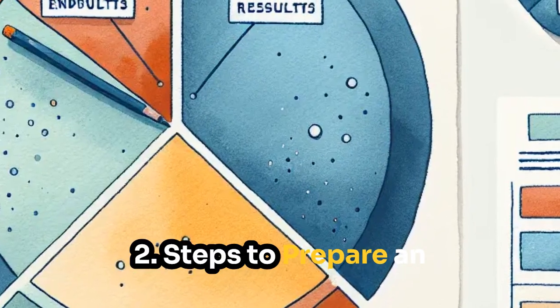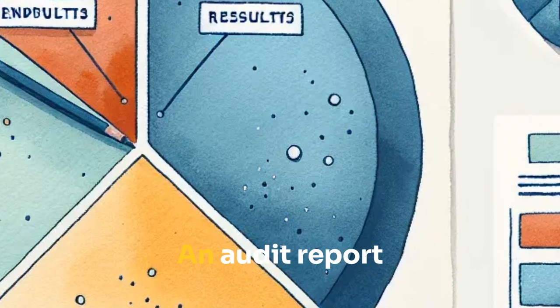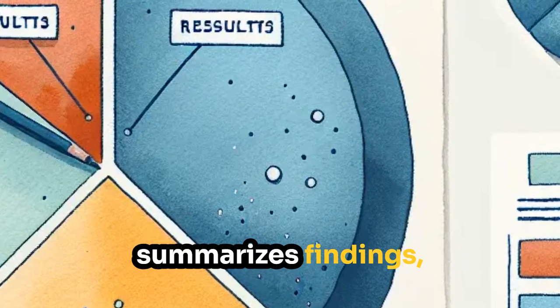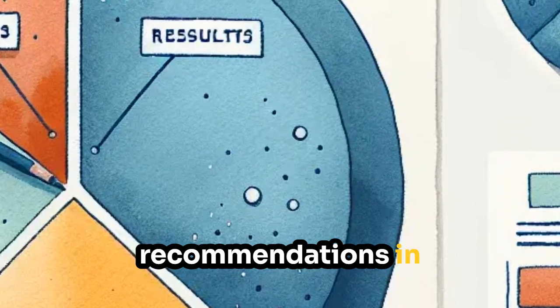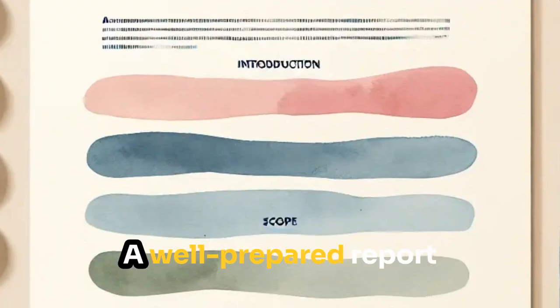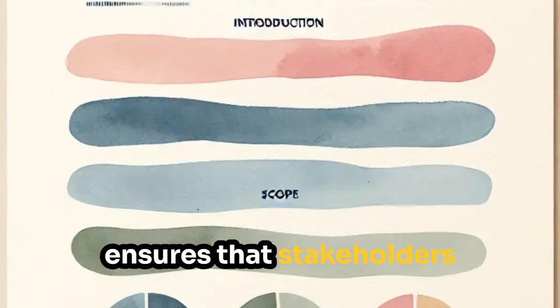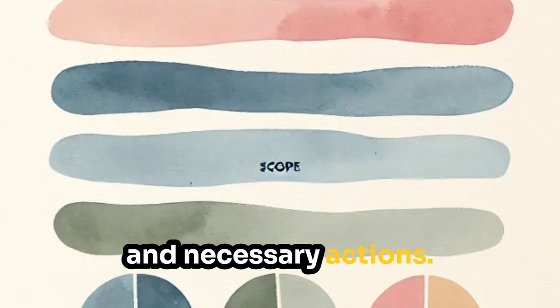2. Steps to prepare an effective audit report. An audit report summarizes findings, conclusions, and recommendations in a structured format. A well-prepared report ensures that stakeholders understand the results and necessary actions.